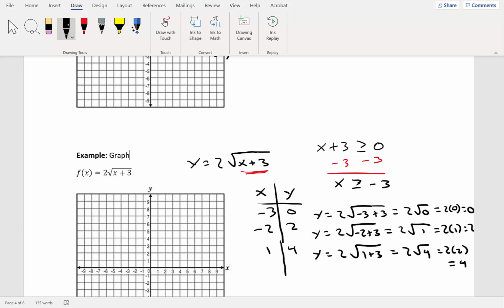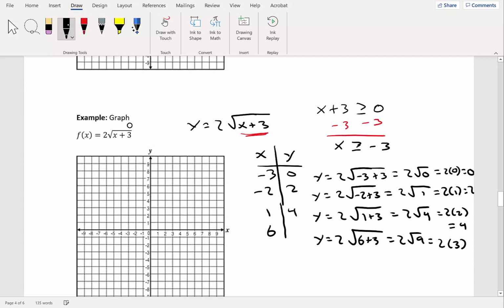So now the next perfect square is 9, the square root of 9. So in order for me to get the square root of 9, I need to plug in 6 for my x. So I have y is equal to 2 times the square root of 6 plus 3, which gives me 2 times the square root of 9. So I have 2 times 3, which gives me 6. And notice I get some nice whole numbers here.